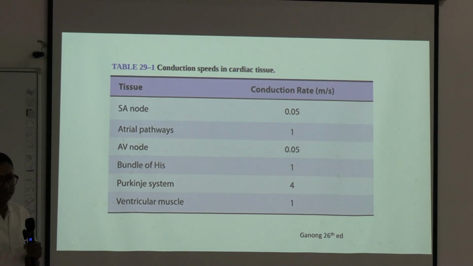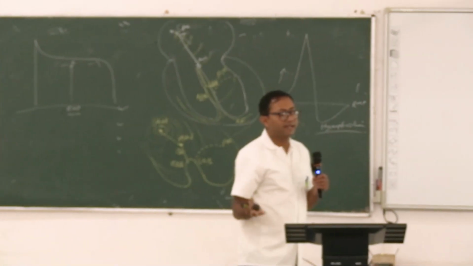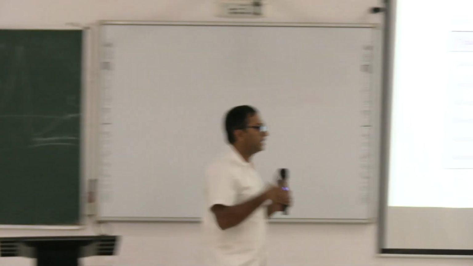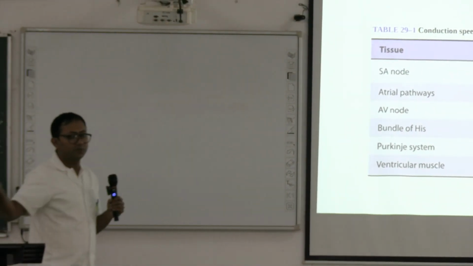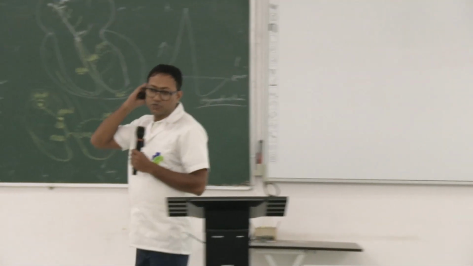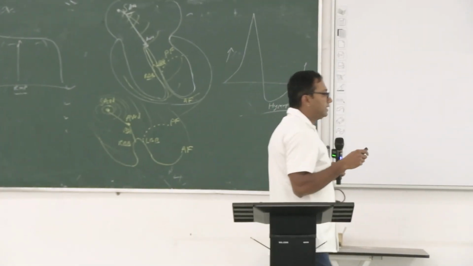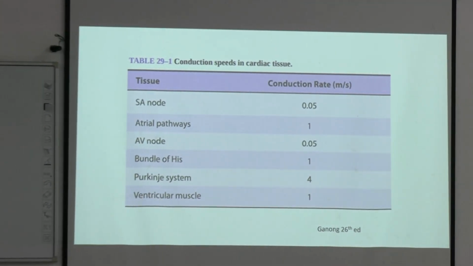Very frequently it comes as an MCQ in your NEET PG. Nowadays for you it is the NExT PG examination, right? So the MCQ will be formed like that: the speed of action potential is highest in option A, SA node, option B, AV node, option C, Purkinje system, option D, ventricular muscle. In this way MCQs are formed. So you remember the speed of action potential, or the conduction rate, is highest in the Purkinje system, right? Okay, so this is one point to remember.